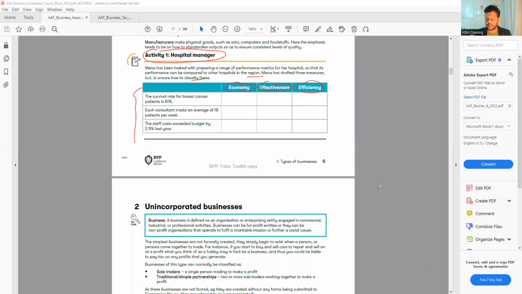That's very good. So the first one, we have survival rate that belongs to effectiveness. Very well done. Then consultant treat average 18 patients per week. So how efficient they are. So let's go with the efficiency. Very good. And the staff cost exceed budget by 2.5%. That's economy. So it's relevant to how cost effective they are. Very good.